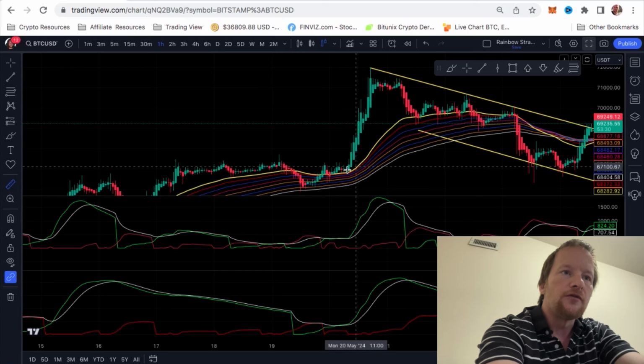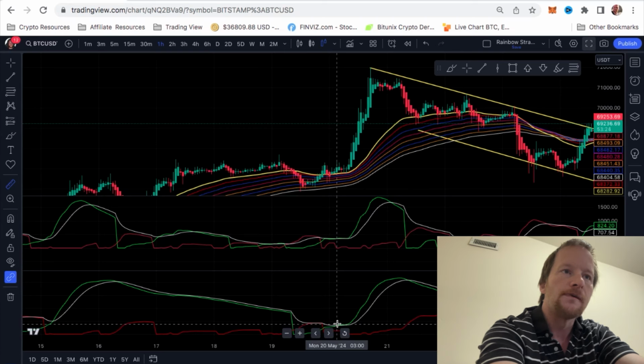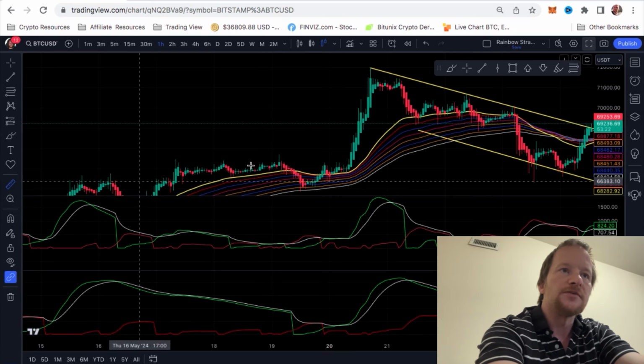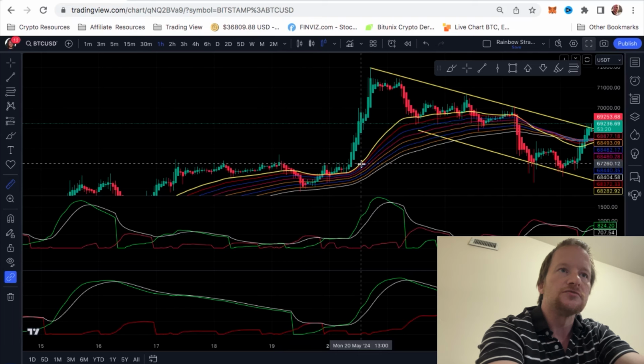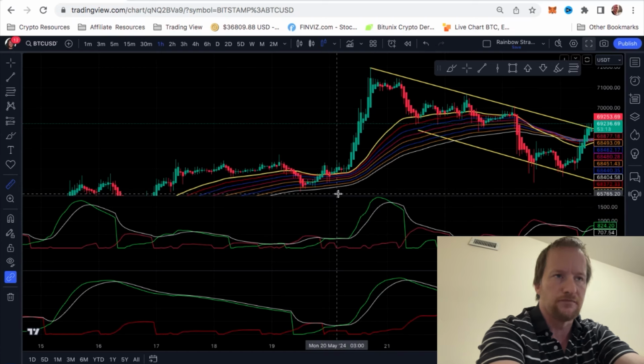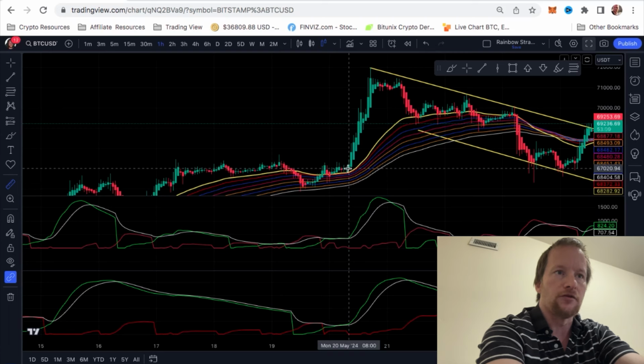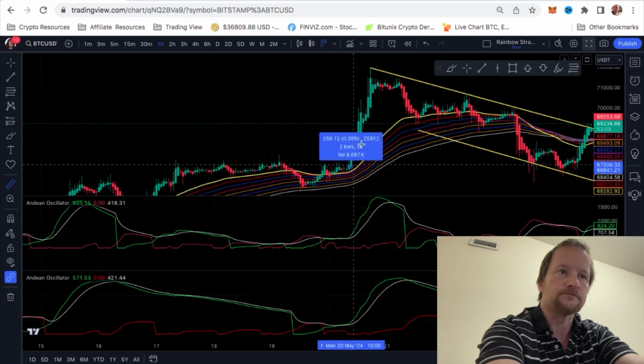On the default, it crossed up right here. You see that? Crossed up right there. Now it picks up some of these, and some of these are good, but I think the new settings are a little bit better. On the default, it crossed right about here. Same thing with the changed settings.